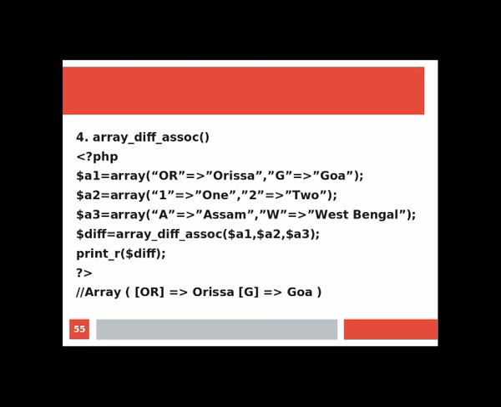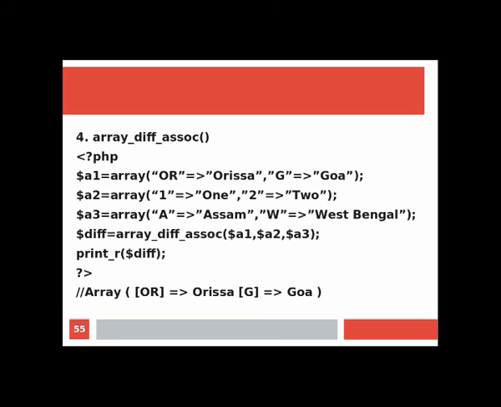Then our function, $difference = array_diff_assoc($a1, $a2, $a3). That means we have taken all arrays here, and to print in array fashion we have taken print_r($diff). That means whatever the output of array_diff_assoc we have taken in $diff, and here is the end of the PHP tag. So I already told that this will operate similarly to array_diff, only here it will consider the array keys in the comparison.